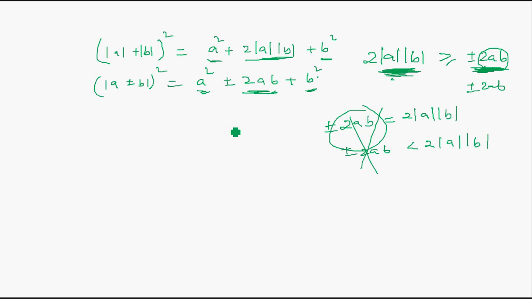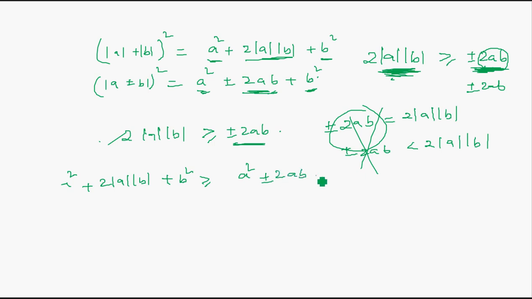So from that we can say 2 mod a mod b is always greater than or equal to plus or minus 2ab, right? Because plus or minus 2ab can never be greater than 2 of mod a mod b, whereas 2 of mod a mod b can be greater than plus or minus 2ab. So from this we can tell that this expression, a square plus 2 of mod a mod b plus b square, is greater than or equal to a square plus or minus 2ab plus b square.